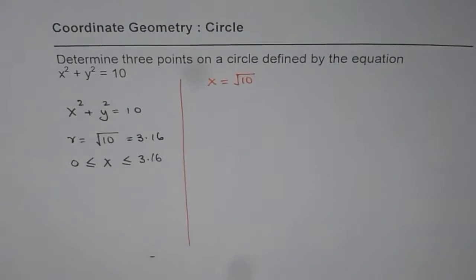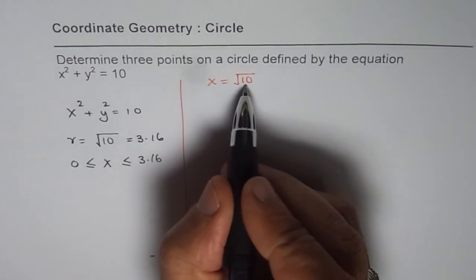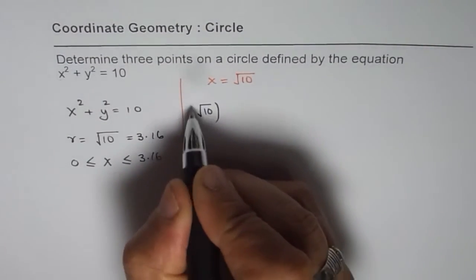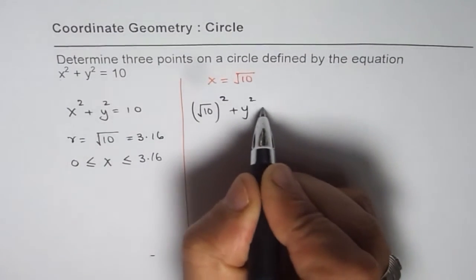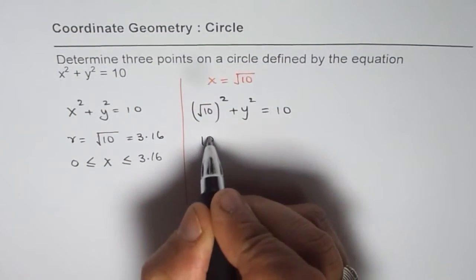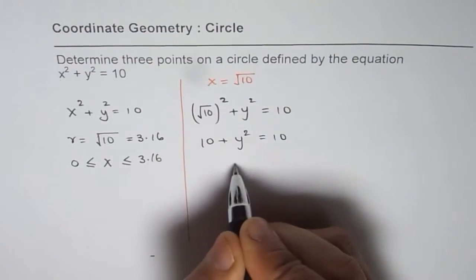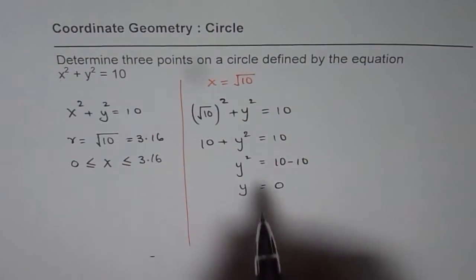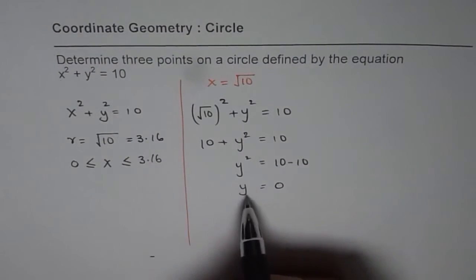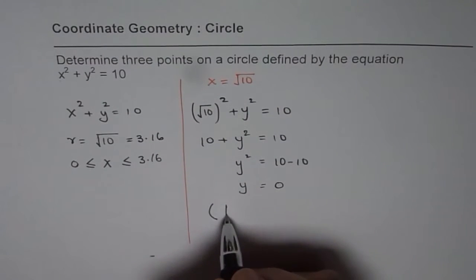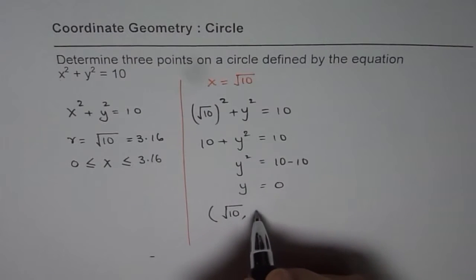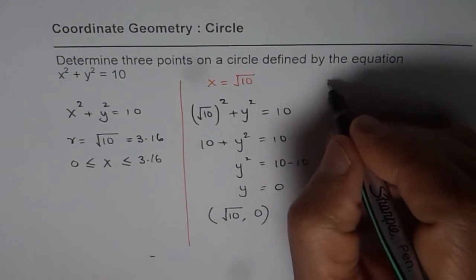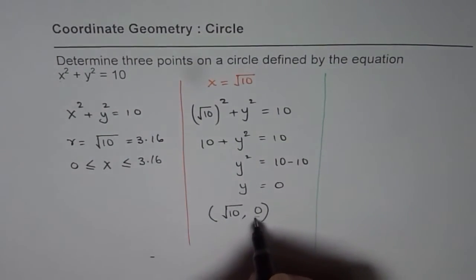That is indeed a complicated point. Okay, let us take x equals square root of 10. I will substitute this for x. So I have square root of 10 whole square plus y square equals 10. That gives me 10 plus y square equals 10, so y square equals 10 minus 10, which is 0. Then taking the square root, y equals 0. So one of the points for me is square root of 10 as the x value and 0 as the y value.